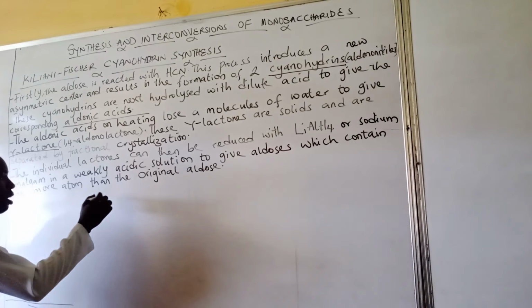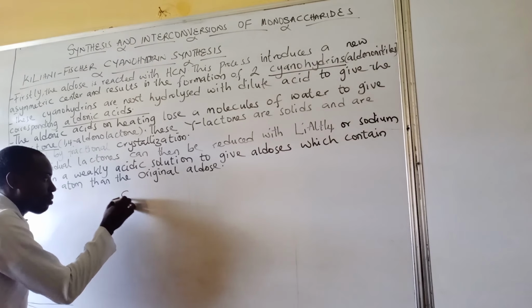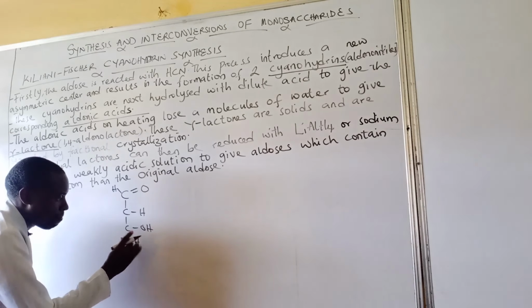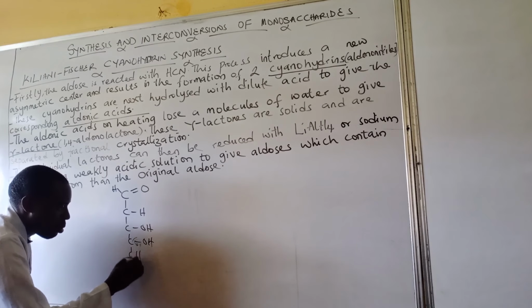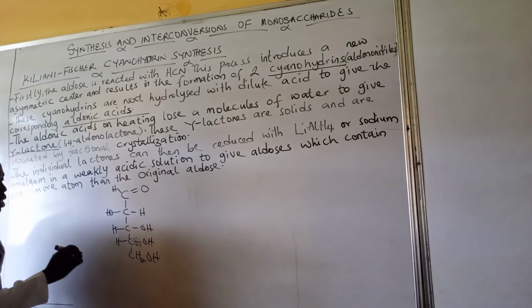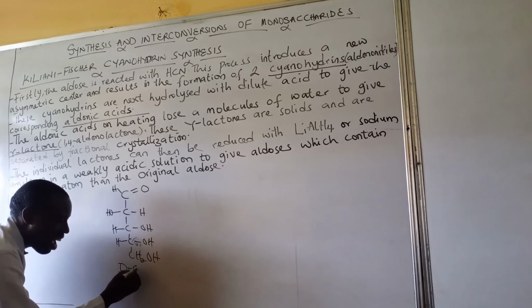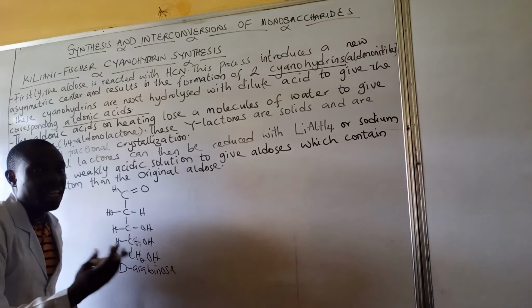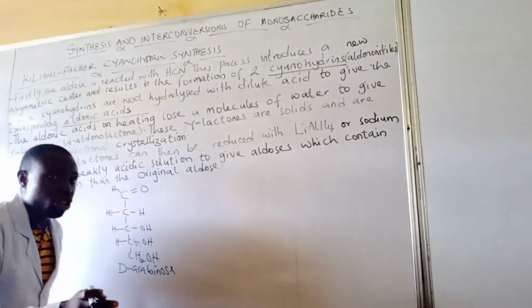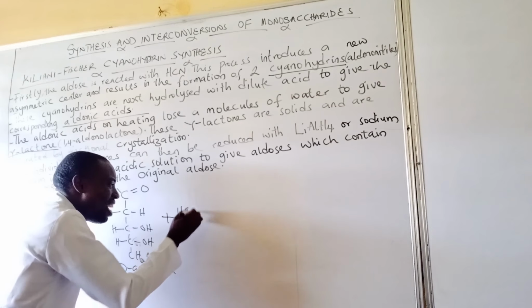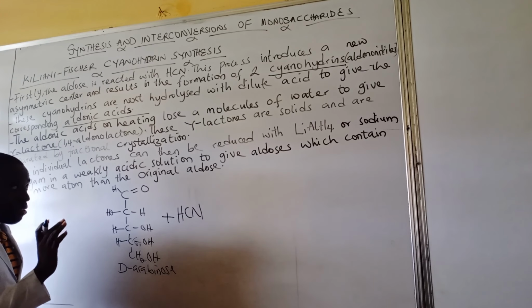So we go this way. Please do follow, and please understand. This is what we call D-arabinose. In our previous video, we talked about this issue of the D and the L, to talk about the dextrorotatory and the levorotatory. Now, in the presence of HCN, hydrogen cyanide, very easy, very easy.